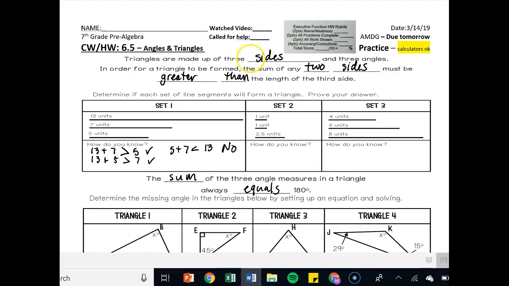So, triangles are made up of three sides and any three angles. In order for a triangle to be formed, the sum of two sides must be greater than the length of the third side. I will show you exactly what I'm talking about.